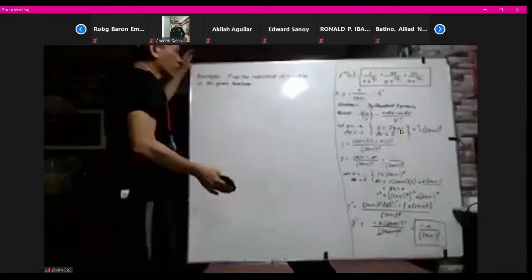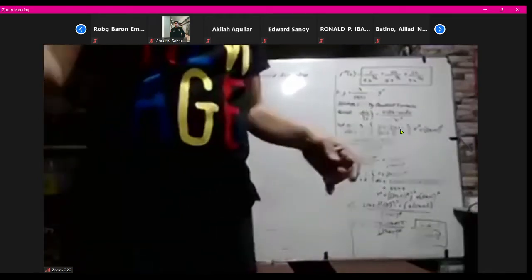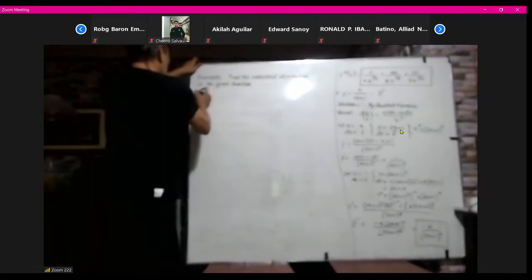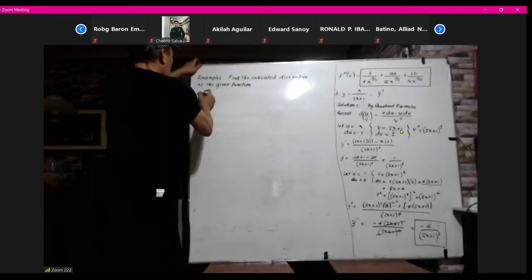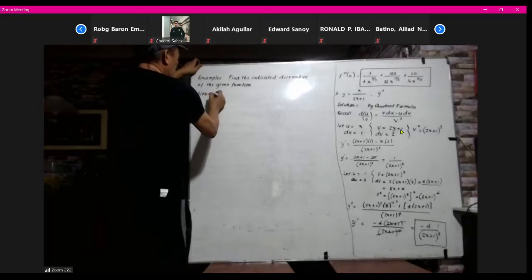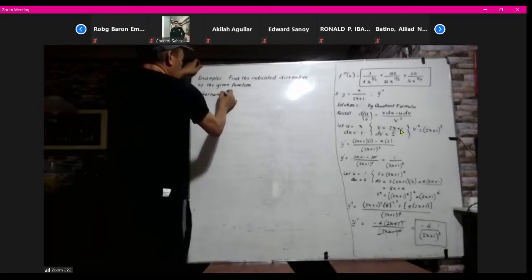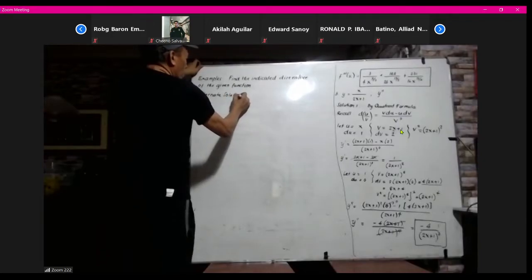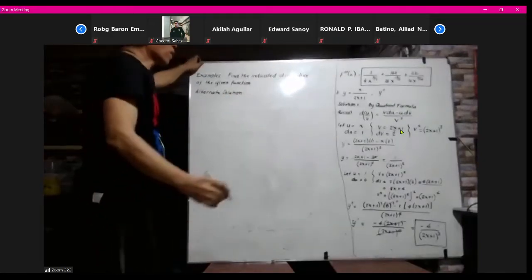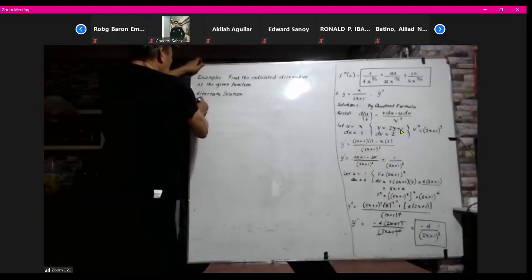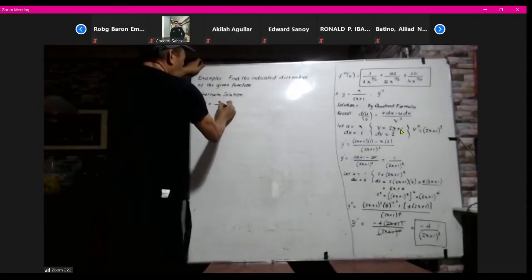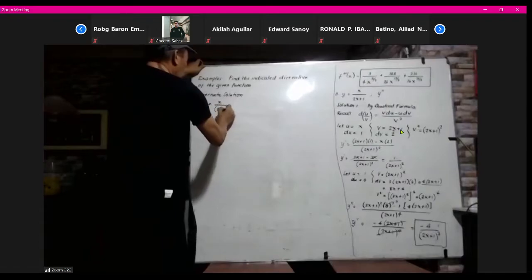Okay, so punta tayo sa alternative solution natin. So, lagyan natin ang alternative solution dito. Okay, so ang given natin, we have the number 3, y equals x all over 2x plus 1.